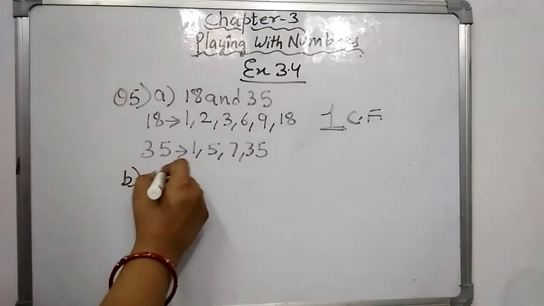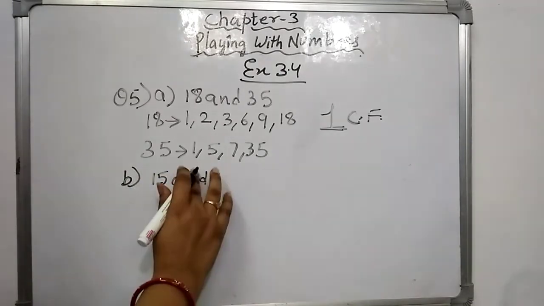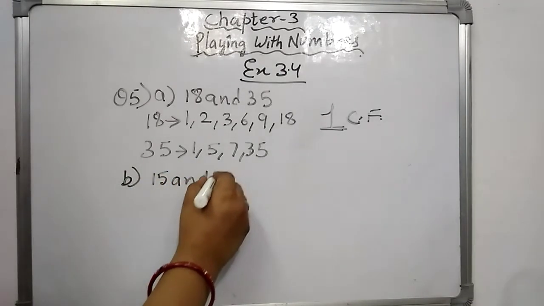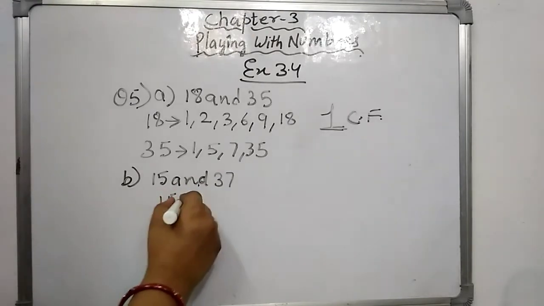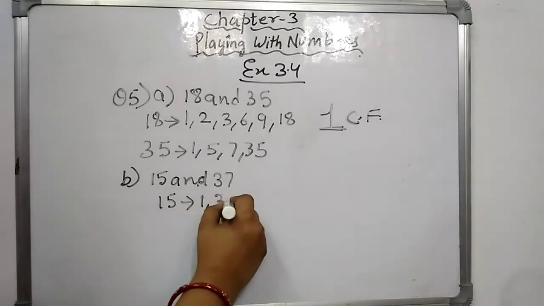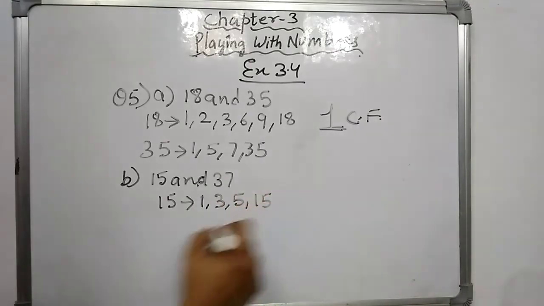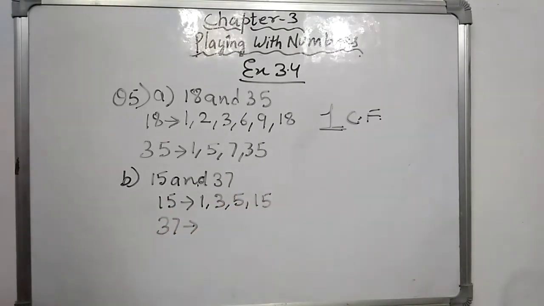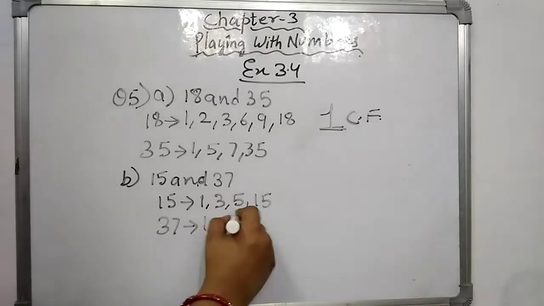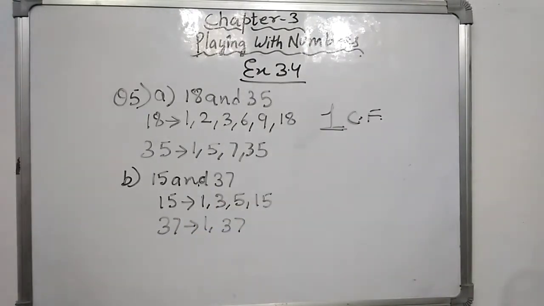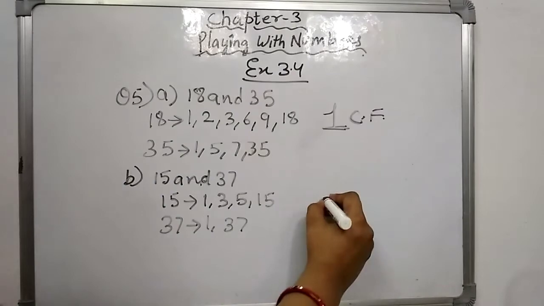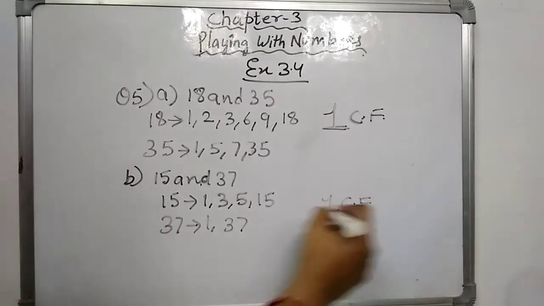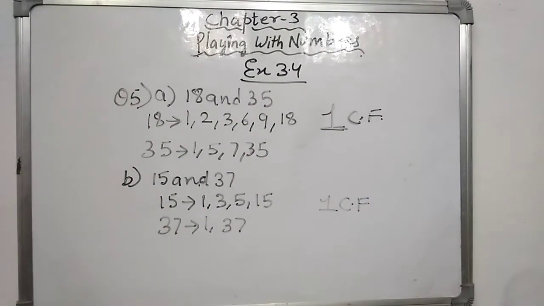Next, 15 and 37. So write down factors of 15: 1, 3, 5 and 15. 37 is a prime number. It has only two factors, 1 and 37. So the common factor is again only number 1. So this pair of 15 and 37 is co-prime. So 15 and 37 are co-prime numbers.